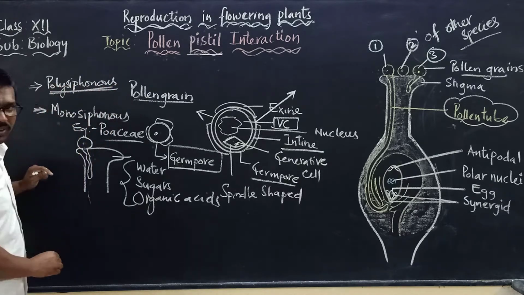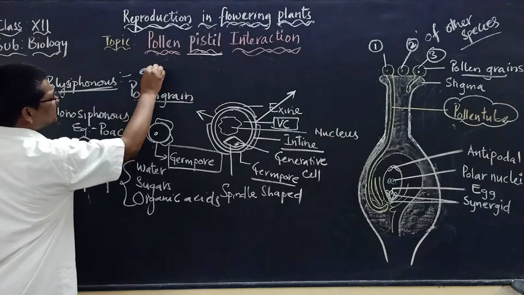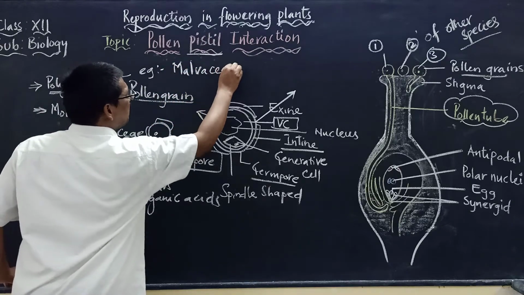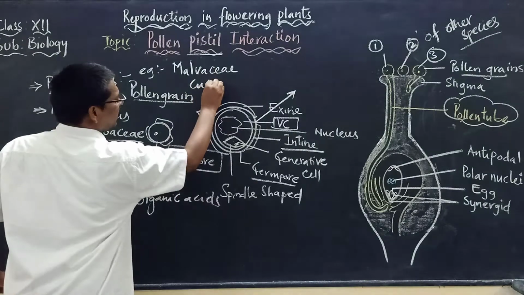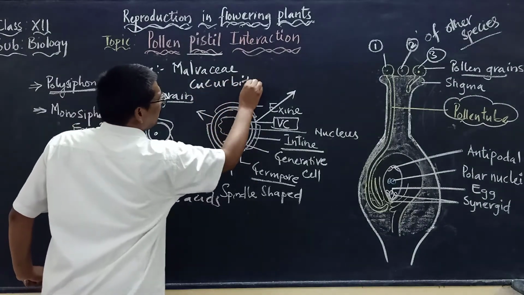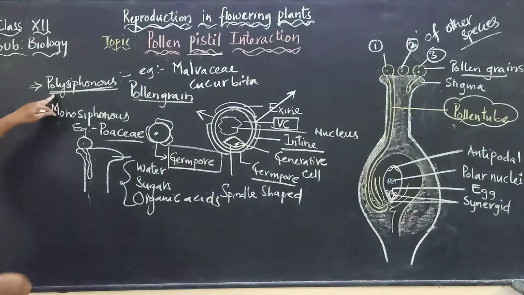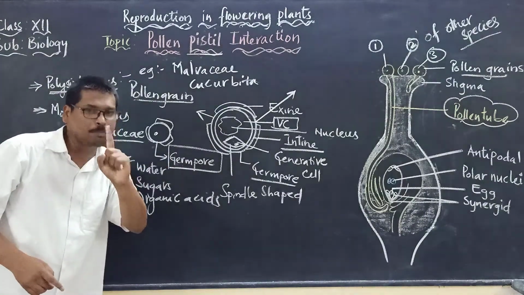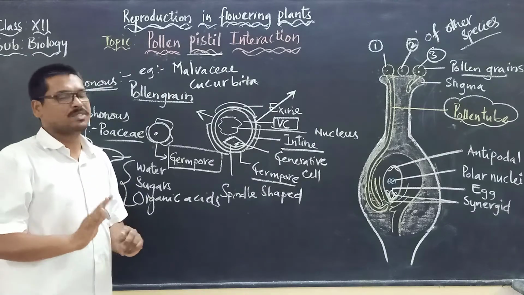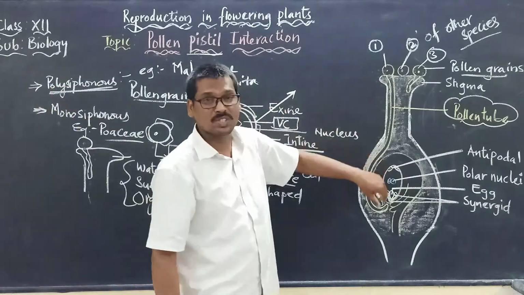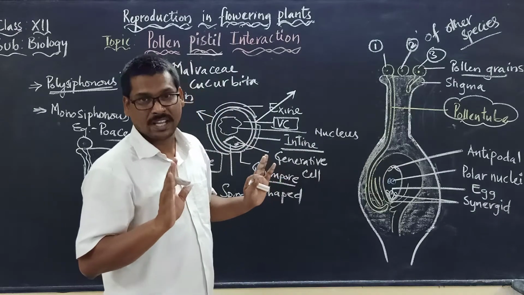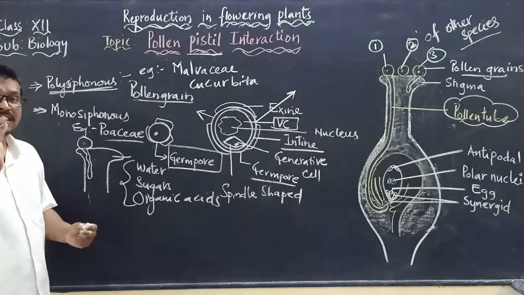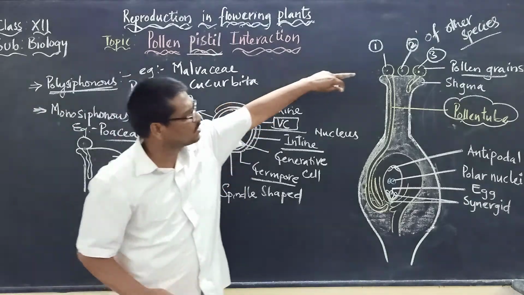The best examples of polysiphonous can be seen in the Malvaceae family and Cucurbitaceae. In Cucurbitaceae we can see this formation of polysiphonous, meaning many pollen tubes produced from a single pollen grain. But most of the time it is one pollen tube that is produced, carrying the male gametes.